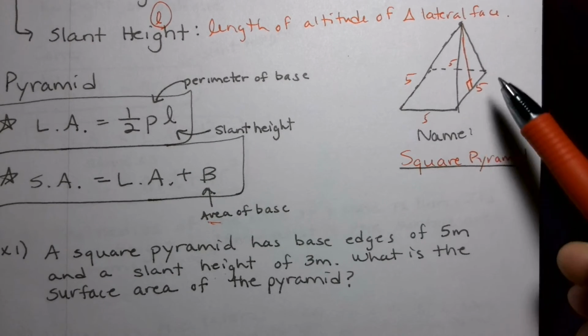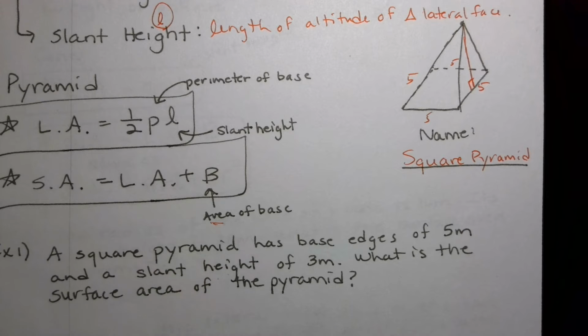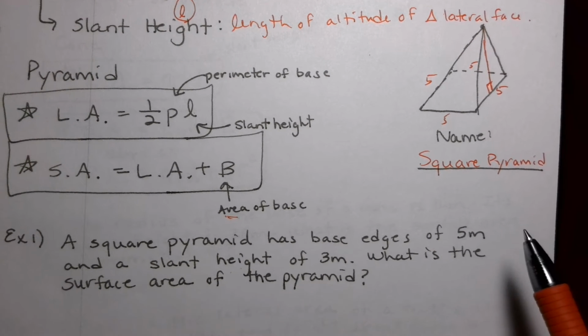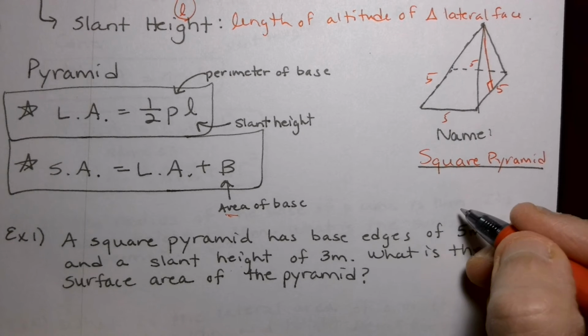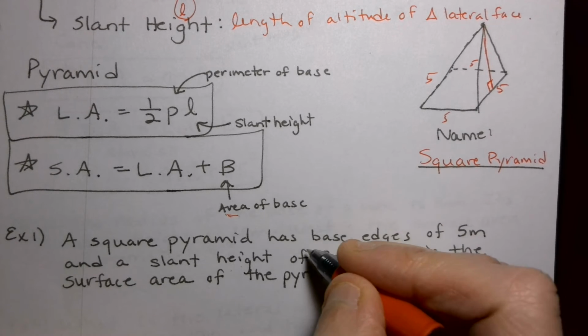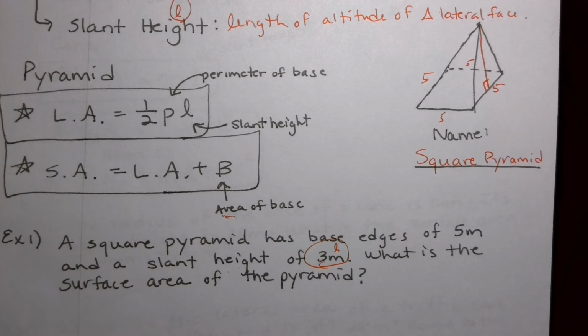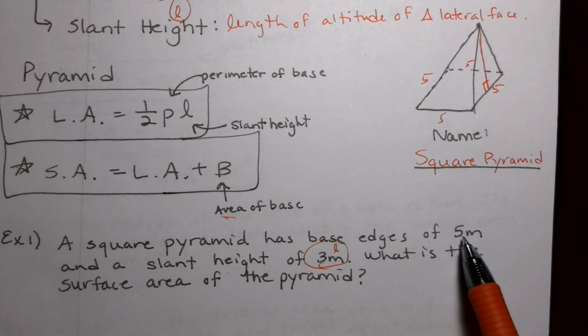All right, so let's try it. We got a square pyramid. It's right up here. Has edges of 5. I knew I was supposed to put 5 there for some reason. That's why. And a slant height of 3. Okay, so again, when I see slant height of 3, I put an L because that's slant height, and I circle it because then I'm like, okay, I got the L. The 5 is an edge right now, so I can't really label that yet.